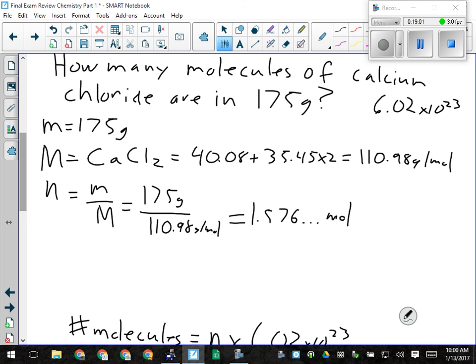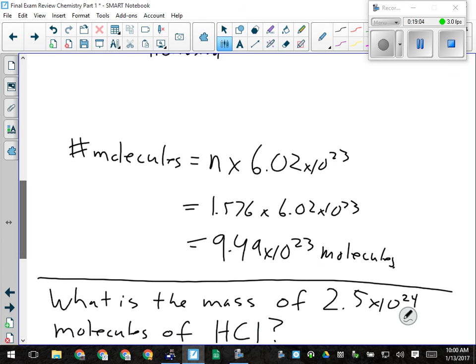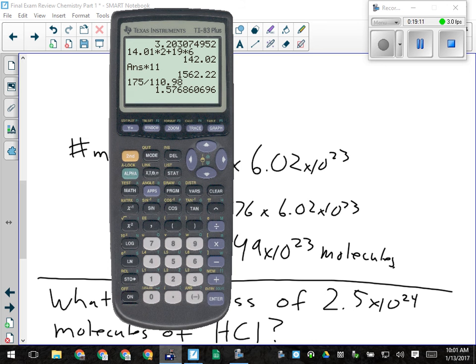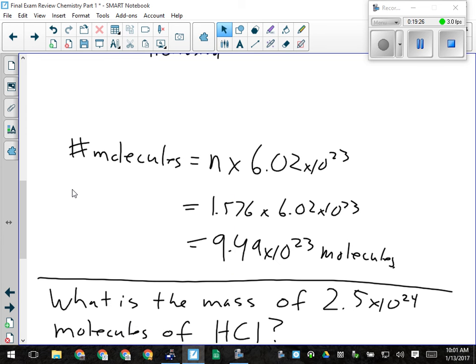So we've got our 6.02 here times N. So that's 1.576 times 6.02 times 10 to the 23. To keep all of my decimals, which is what I want to do, I'm going to go answer multiplied by, in brackets, 6.02. Remember, Avogadro's number does need to be in brackets, like that. And that gives us 9.49 times 10 to the 23, which we see there. Everybody all right with how that one worked? Hopefully that's looking at least a little bit familiar to you.